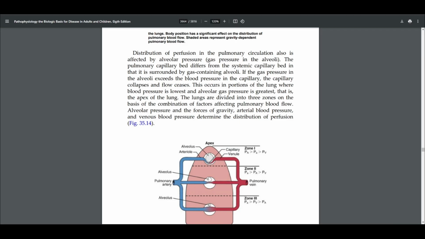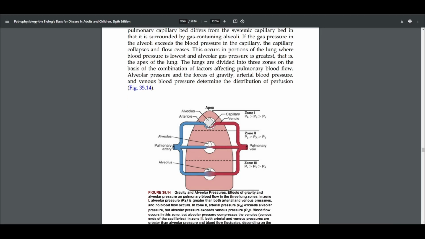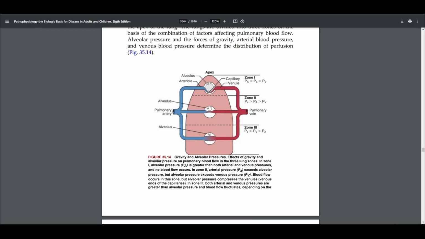The lungs are divided into three zones on the basis of the combination of factors affecting pulmonary blood flow: alveolar pressure and the forces of gravity, arterial blood pressure, and venous blood pressure determine the distribution of perfusion. Taking a peek here, gravity and alveolar pressure. The effects of gravity and alveolar pressure on pulmonary blood flow in the three lung zones.